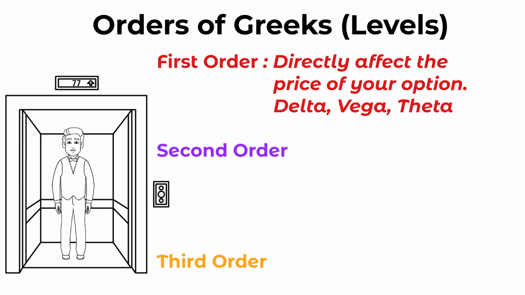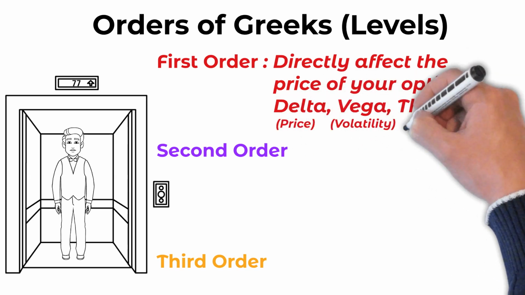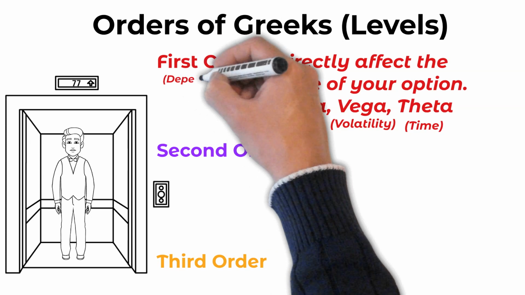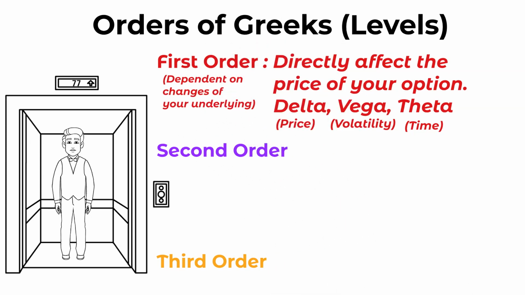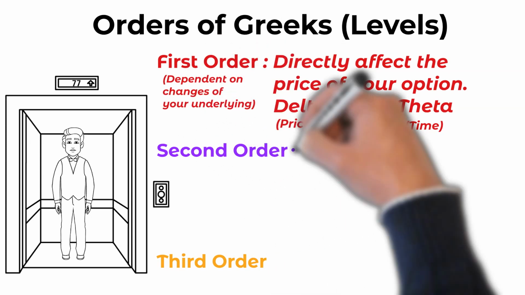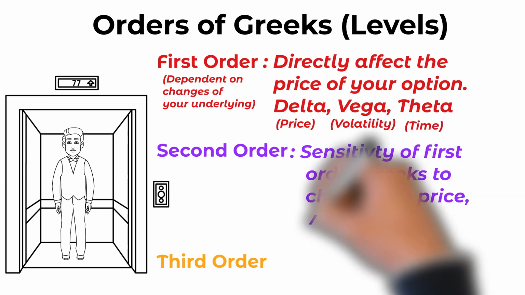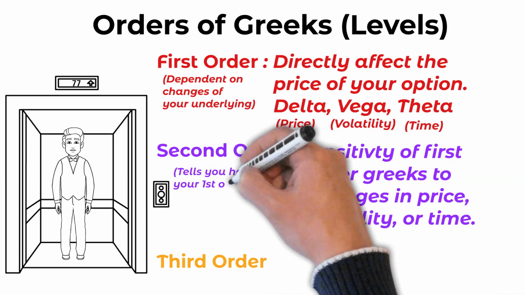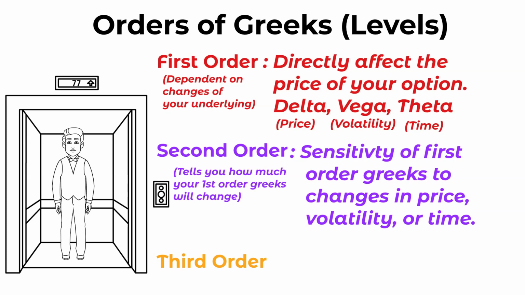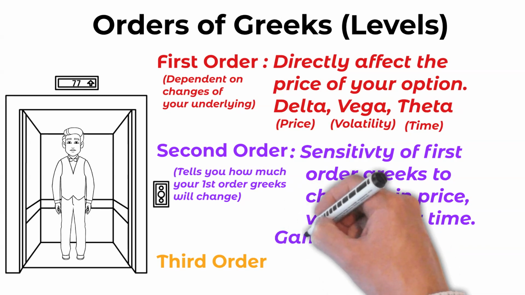Delta, Vega, and Theta are all first order Greeks that tell you the theoretical gain or loss of value you can expect in the price of your option when either the price, volatility, or time changes for your option. A second order Greek tells you how sensitive your first order Greeks are to changes in the underlying volatility or time. In other words, your second order Greek determines how much your first order Greek change when things start moving.